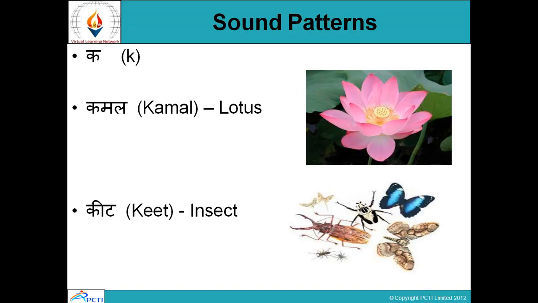It usually floats in water. It has big, round leaves to float on water. It is a very beautiful flower. Pink flower, you can see in the picture. Usually found in ponds, sometimes stagnant water, but it's a very beautiful flower. It's Kamal. What do we call lotus in Hindi?